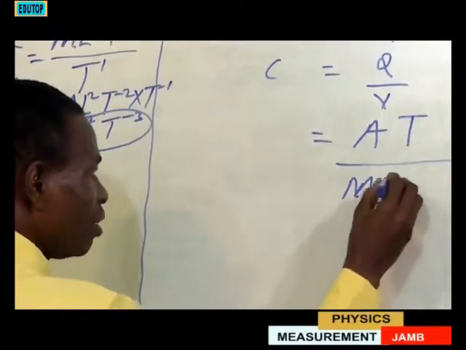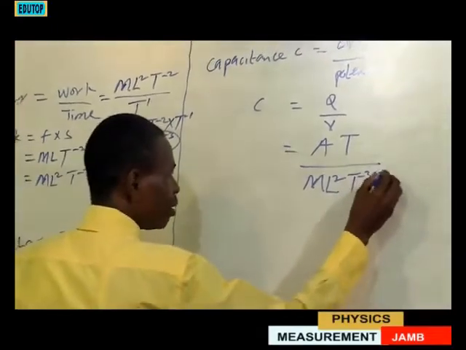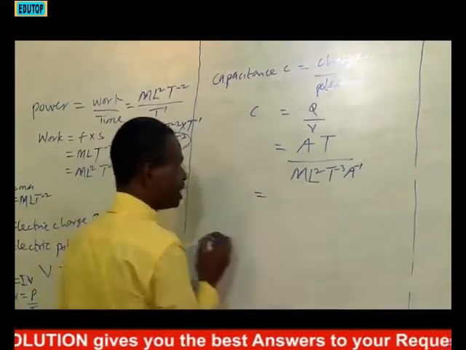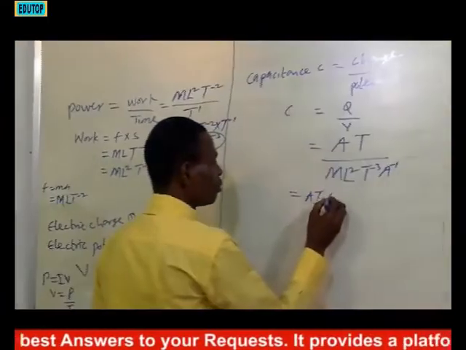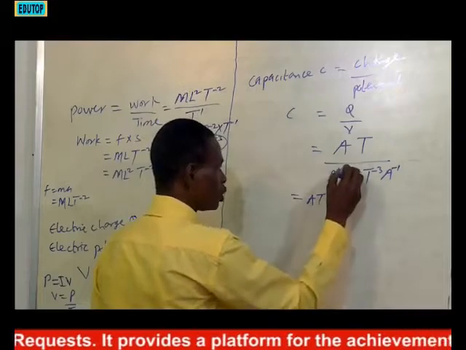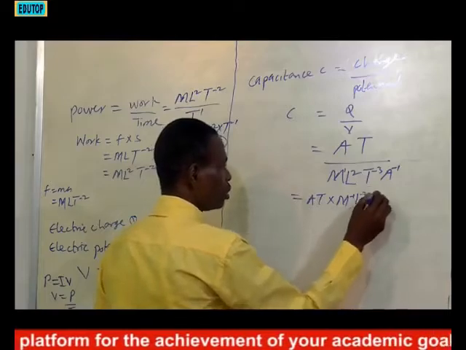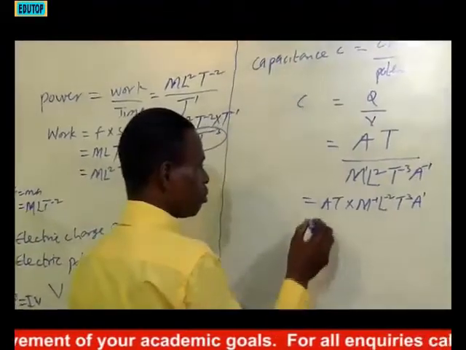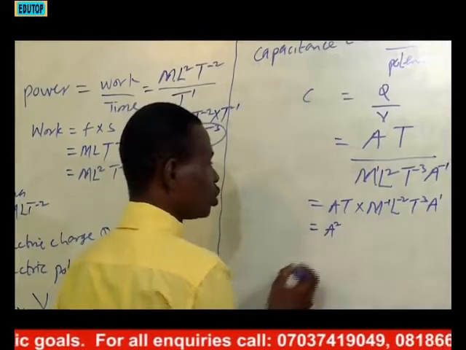M, L raised to the power 2, T raised to the power minus 3, A raised to the power minus 1. When you try to analyze this together, just be following me. We are going to have A T times, let this one move up, this raised to the power 1 will become minus 1, this one becomes minus 2, this one becomes raised to the power 3, this one becomes A. Let's put it together. A and A will give us A raised to the power 2.